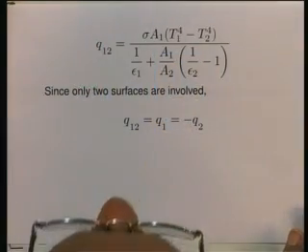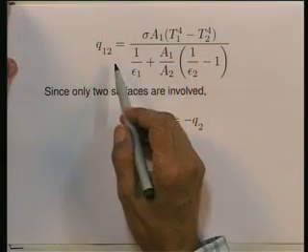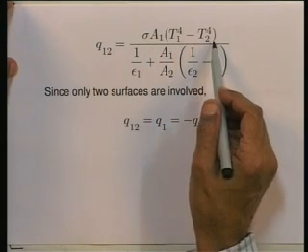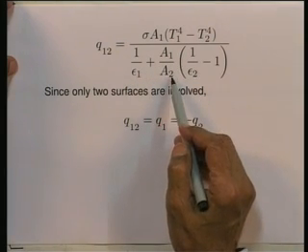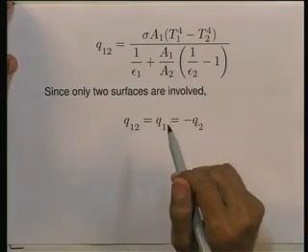Therefore, further, if I now write for E1, epsilon 1 sigma T1 to the power of 4, and for E2 epsilon 2 sigma T2 to the power of 4, then I will get Q1 to 2 is equal to sigma A1 (T1 to the power 4 minus T2 to the power 4) divided by 1 by epsilon 1 plus A1 by A2 into (1 upon epsilon 2 minus 1).